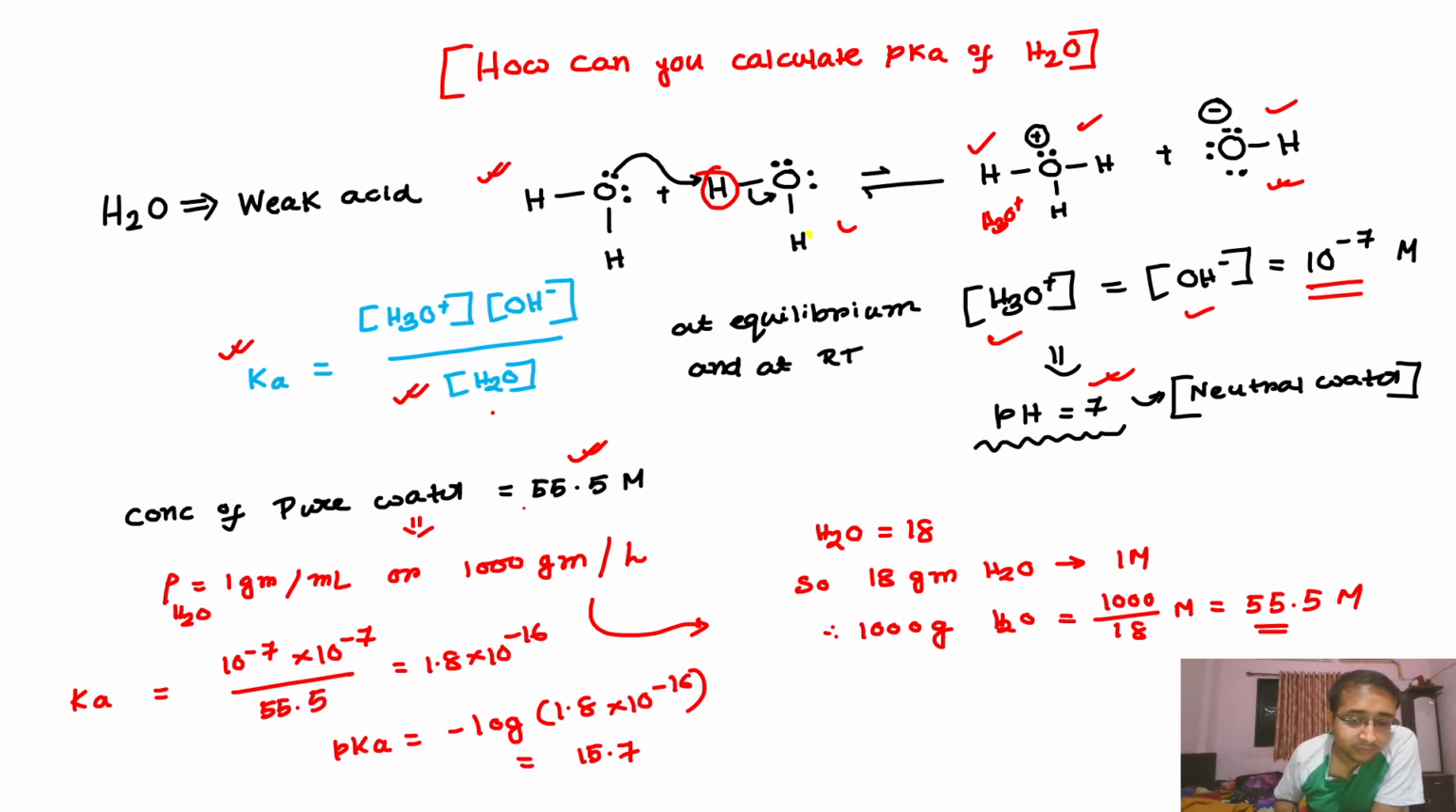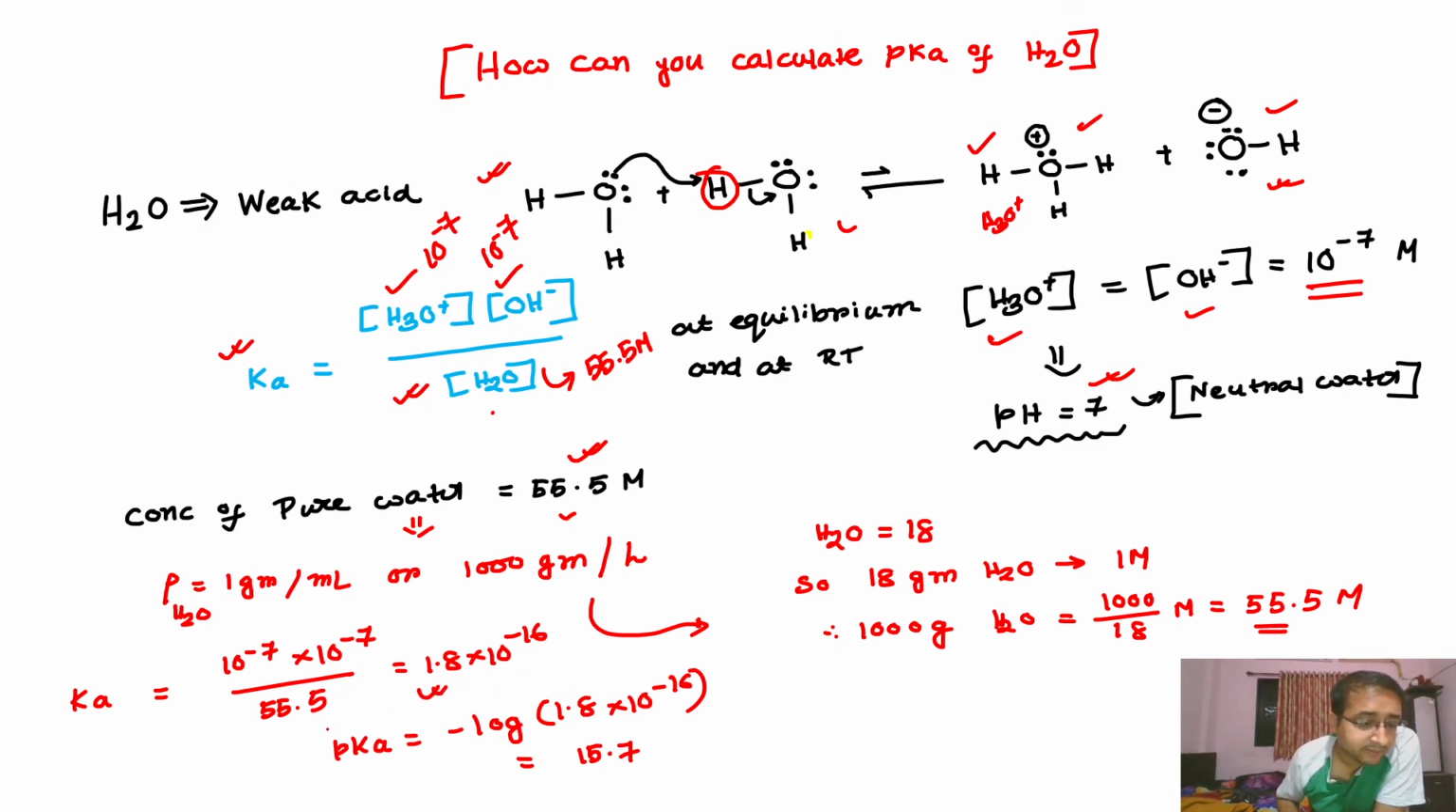I have already derived why the concentration of pure water is 55.5 molar in my previous slides, as the density of water is 1 gram per ml, and it is given here also, so you can follow this. Now we have the concentration of hydronium ion equal to 10 to the power minus 7, the concentration of hydroxide ion also equal to 10 to the power minus 7, and the concentration of water equal to 55.5 molar. If you put all those things in, you will get the Ka value equal to 1.8 times 10 to the power minus 16.